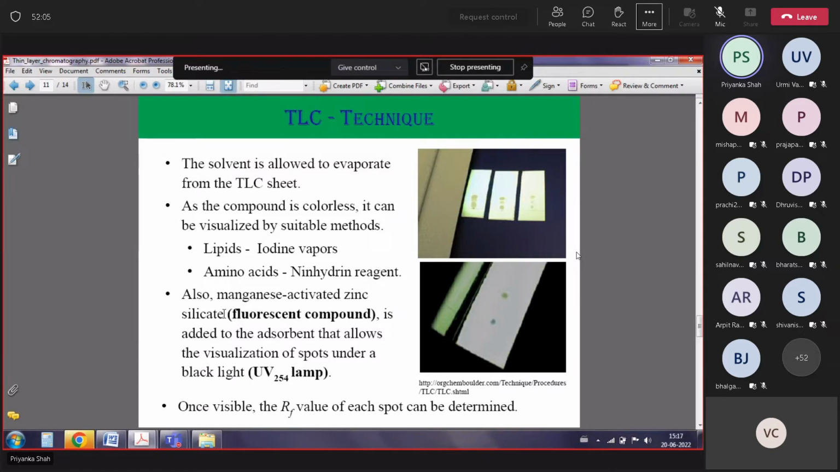And further, if your compound is colorless and you still want to visualize the separated analytes, then, as I discussed in theory classes, manganese-activated zinc silicate is a fluorescent compound which is added to the adsorbent along with the silica gel. Because of this addition, it allows visualization of the spots under a black light at a UV wavelength of 254 nanometers, right? Once visible, the RF value of each spot can be determined.